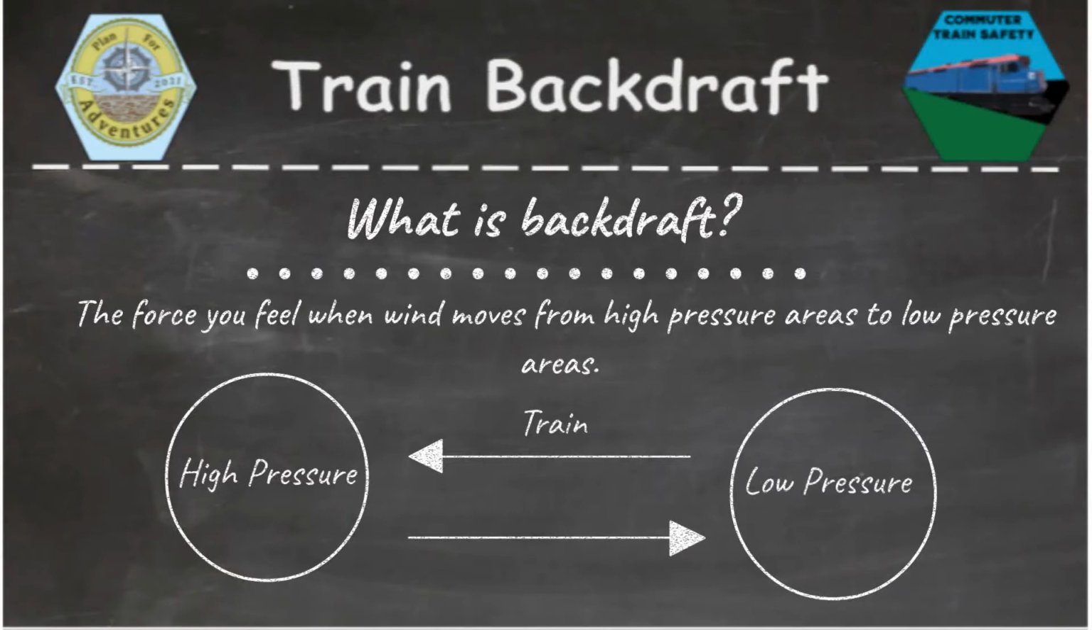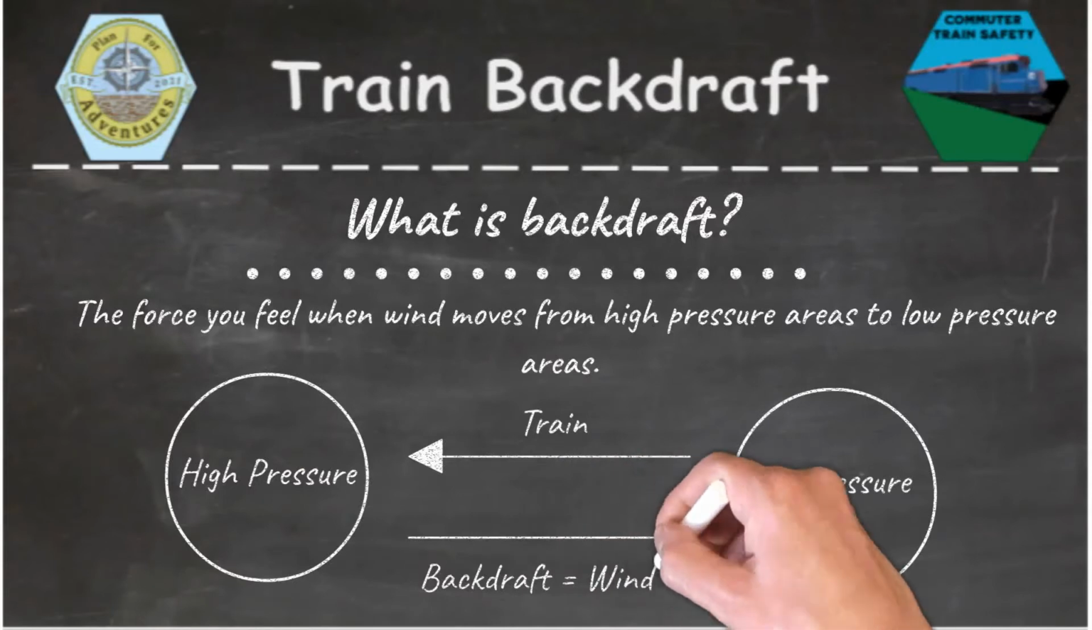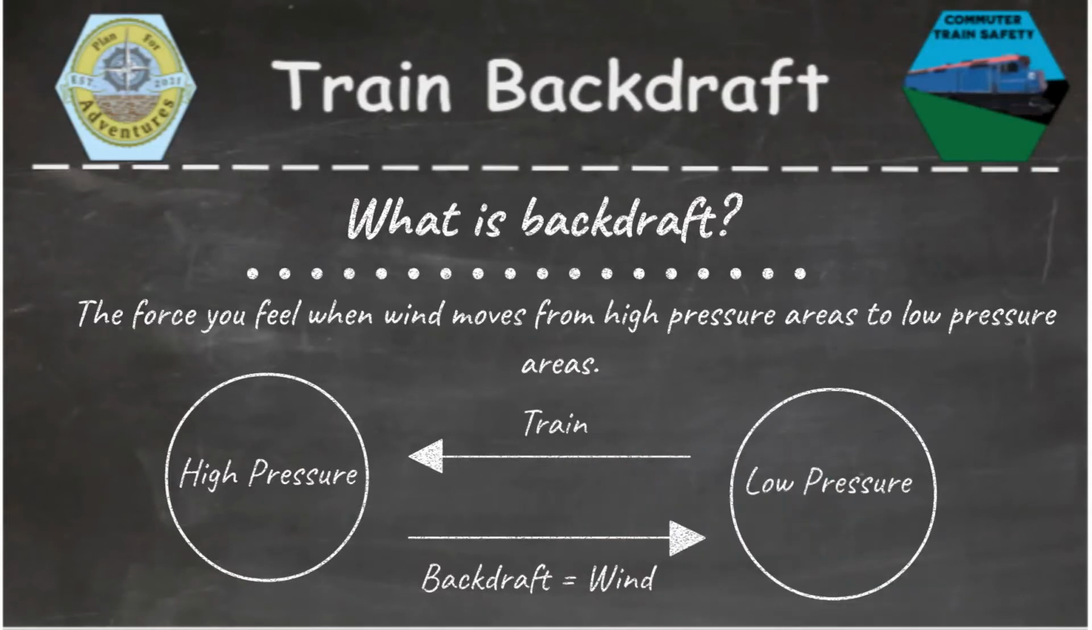So as a train comes in, the area in front of the train has a high pressure area, which creates wind, also known as backdraft, that moves to the low pressure area. So backdraft is the force you feel when wind moves from the high pressure area in front of the train to the low pressure area on the side of the train.